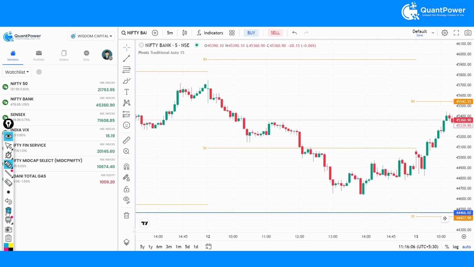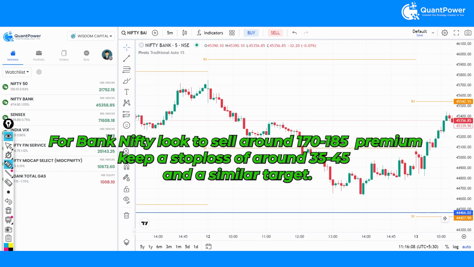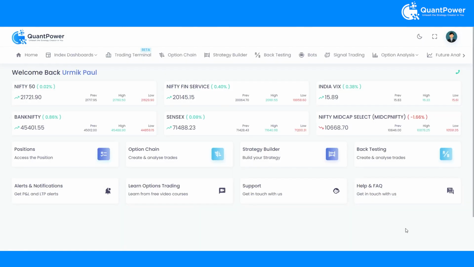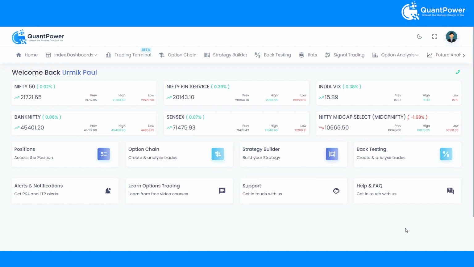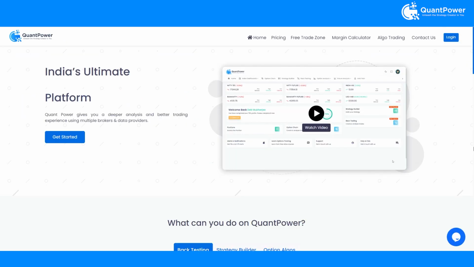For Bank Nifty, target premiums between 170 to 185 rupees, with stop-loss levels around 35 to 45 rupees, and similar targets. For Nifty, target premiums between 65 to 75 rupees, with stop-loss levels around 15 to 20 rupees, and similar targets. That wraps it up for today.